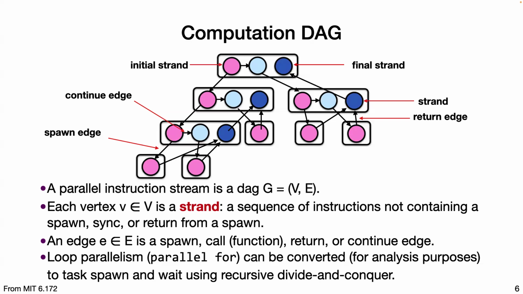Yeah. And I didn't talk about parallel for yet, but you can implement parallel for with these spawn and sync constructs, because you can imagine if you have a loop with n iterations, you spawn half of them, and then you recursively keep spawning half of them off. So for analysis, you can convert this parallel for to task spawn and then use the recursive divide and conquer. So you have n iterations, and then the two halves proceed in parallel, and those two halves proceed in parallel, and all the way down.